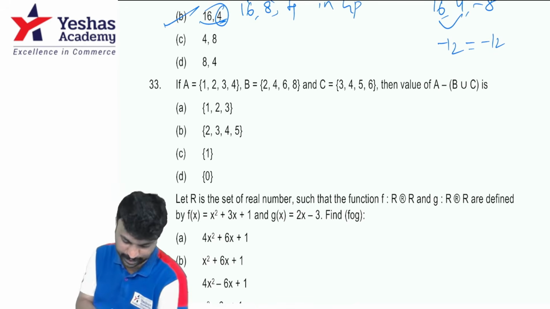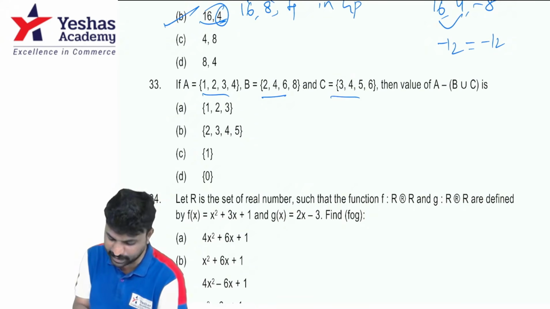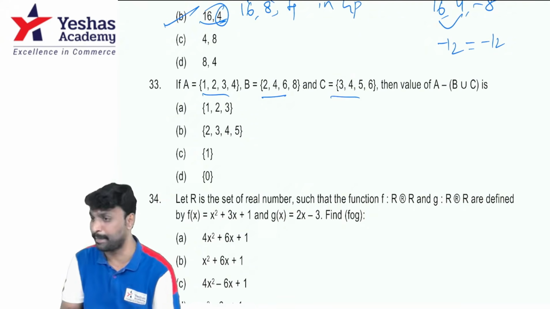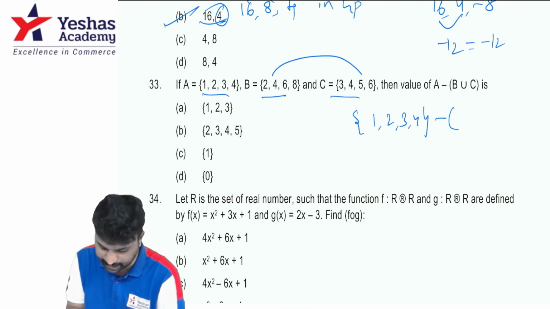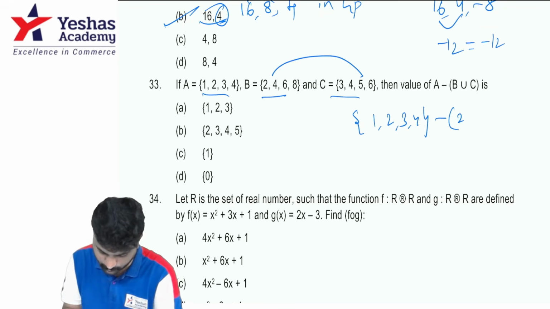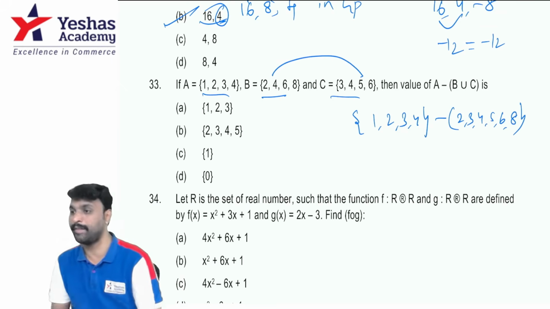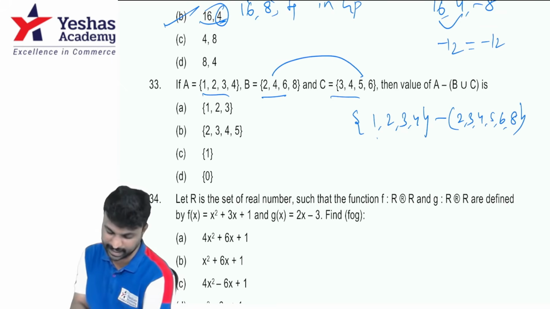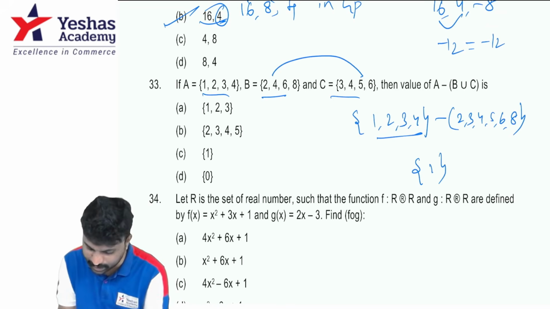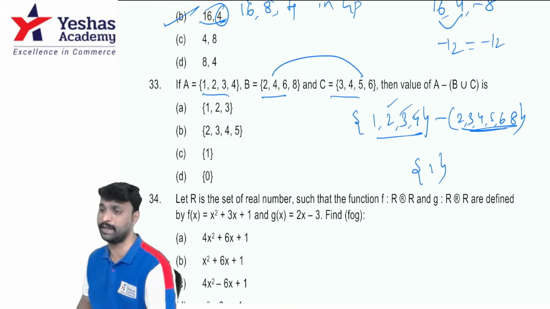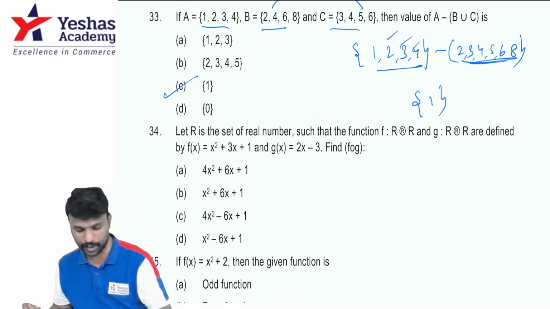Question number 33. A given, B given, C given. We need to find A minus B union C. First of all, what is A? 1, 2, 3, 4. And B union C is combining the elements of B and C, I get 2, 3, 4, 5, 6 and 8. Now I have to find out what is present in A, not present in B union C. Clearly it is 1. Only 1 is not present there. 2 is present, 3 is present, 4 is present. Therefore the answer for this question is option C.